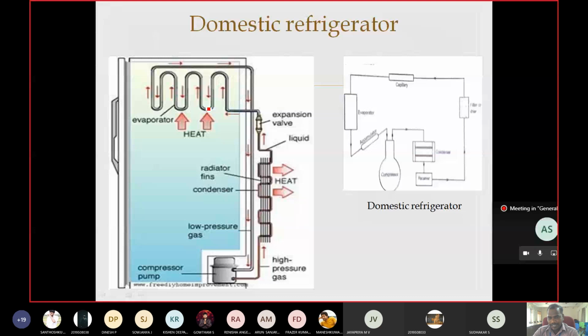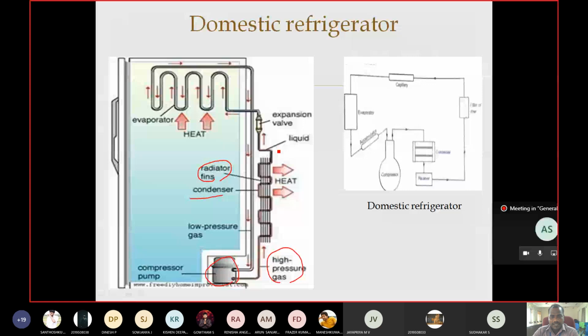Then this is the line diagram of our domestic refrigerator. You can refer to this. So we have a compressor. The important part of the domestic refrigerator is the compressor. We get high pressure gas with the use of this compressor. Then this high pressure, high temperature gas is passed through the condenser. With the use of these radiator fins, we can transfer heat to the atmosphere. If the heat is transferred, then we can get the liquid.